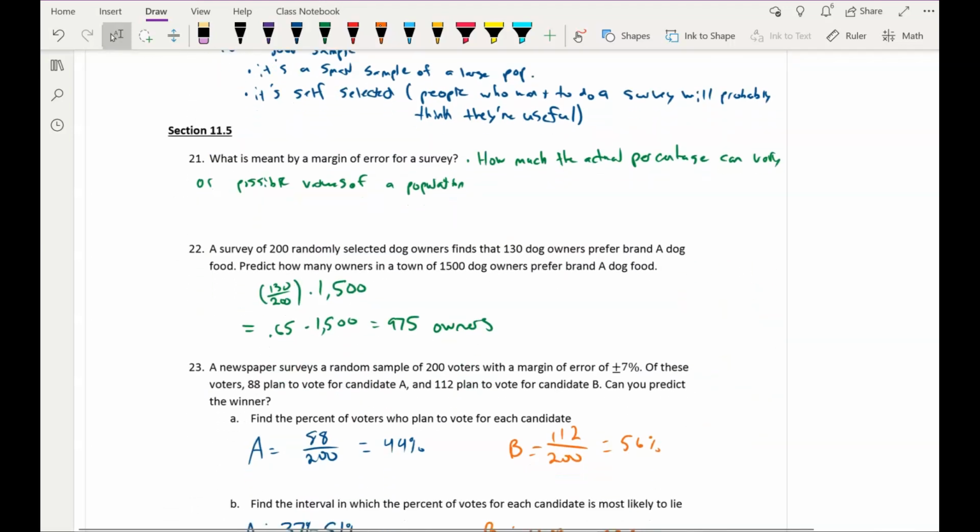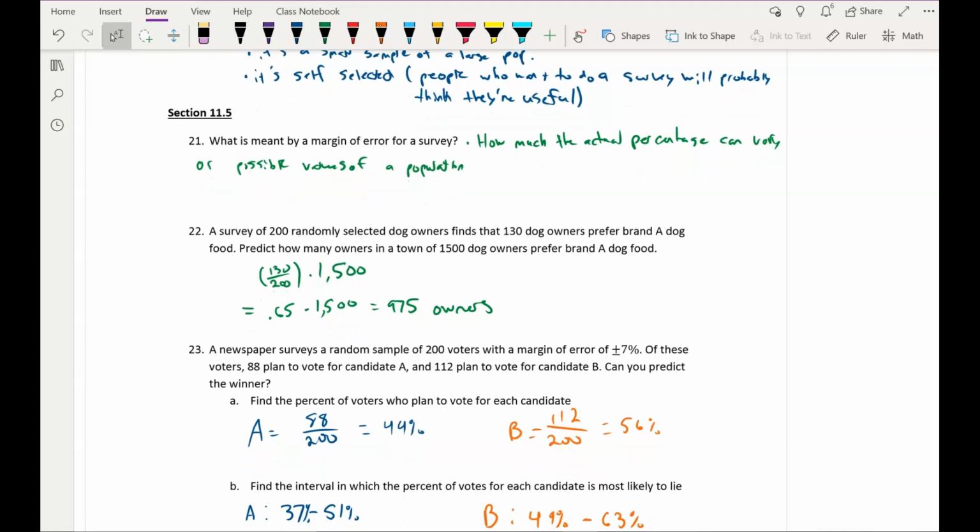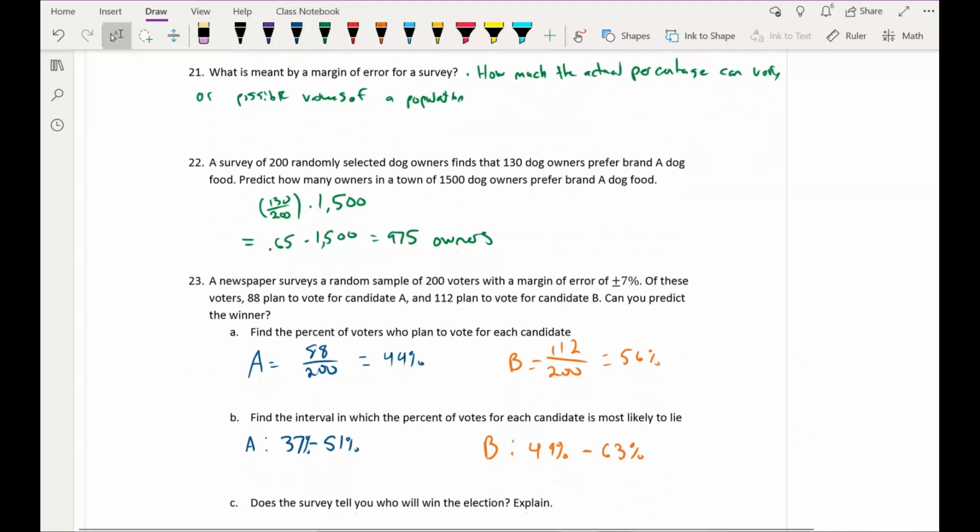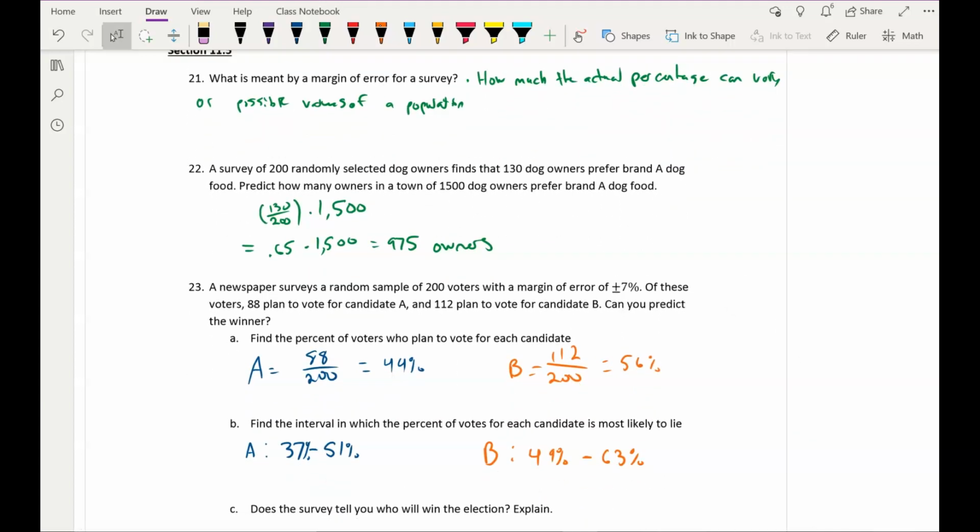All right, now our last section was margin of error and then making predictions. Really the most important thing was understanding how to make predictions. So, example 22, a survey of 200 randomly selected dog owners finds that 130 dog owners prefer brand A dog food.